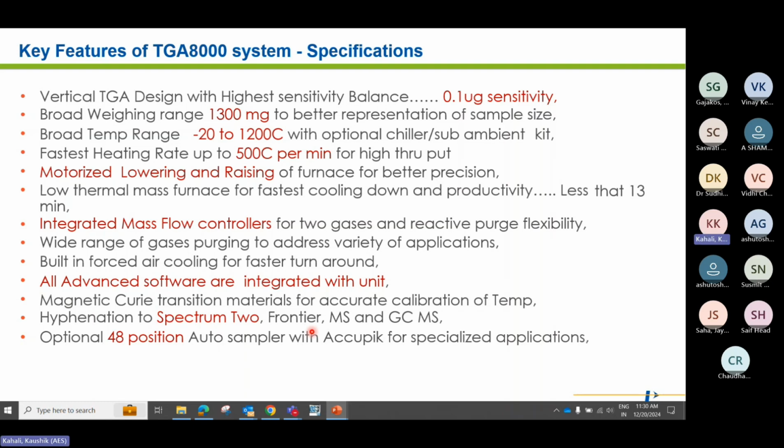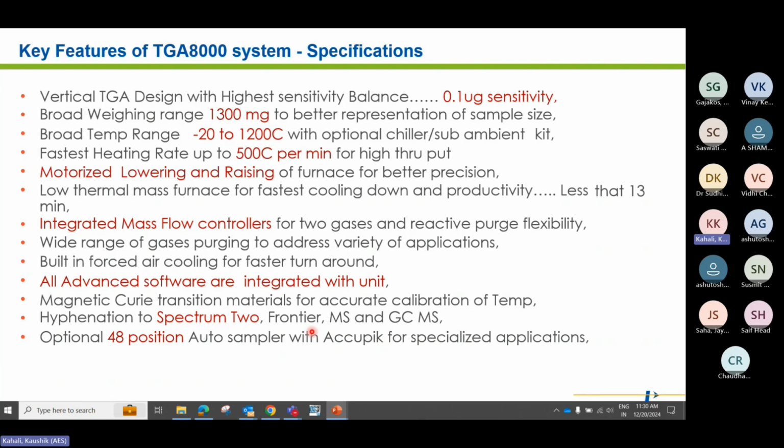And magnetic Curie transition material for accurate calibration of temperature. This is already done by our engineer during installation. If next time any calibration is required, that will also be done using this magnetic Curie transition material, which is the universal standard used for temperature calibration.